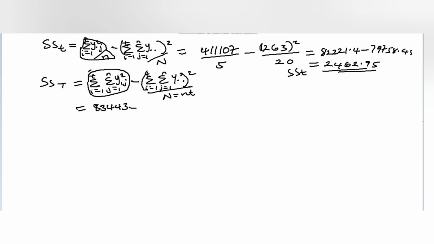Now we also look at this place here. We already have this value, so we'll just pick it up, which is 7975.845. So this minus this, and if you do that correctly, you are going to have 3684.55. So this is your SS total.